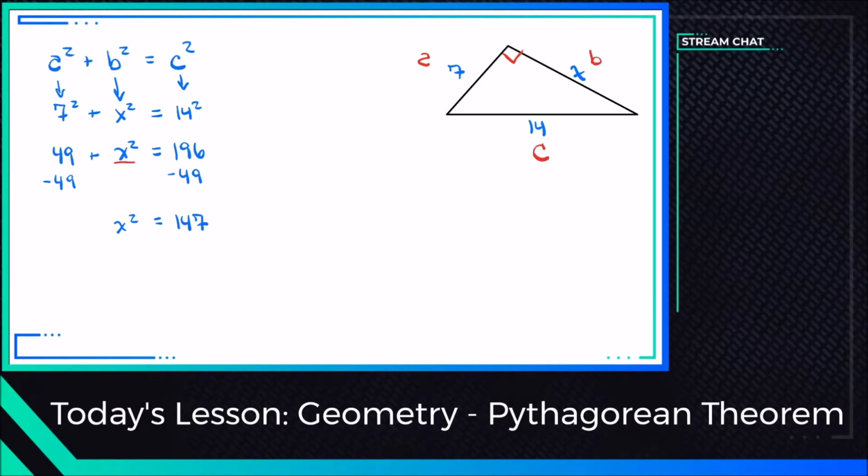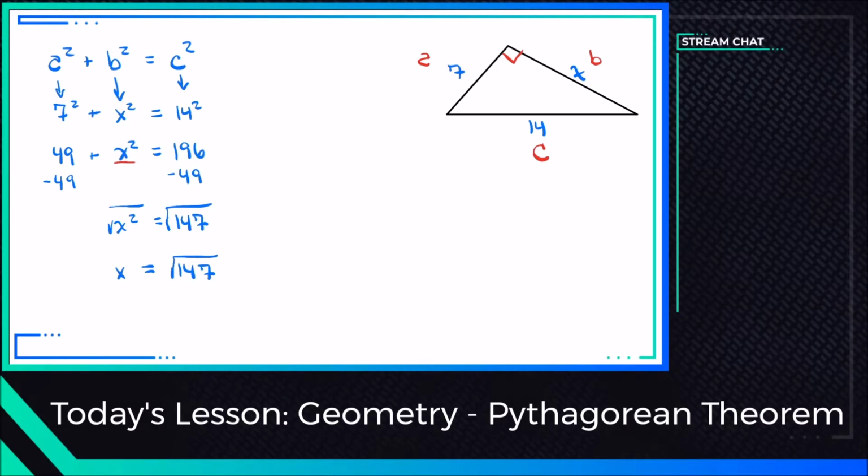Now 147 is not really a very nice number. And so if we take the square root of 147 and the square root of x, we're going to end up getting x is equal to the square root of 147. And now if you want to leave your answer as the square root of 147, that's okay, but it might not be the cleanest approach.